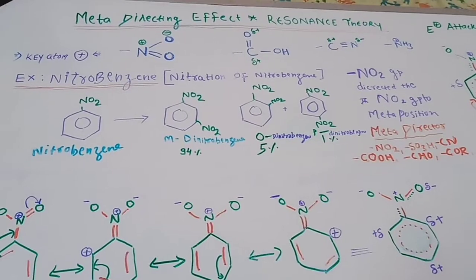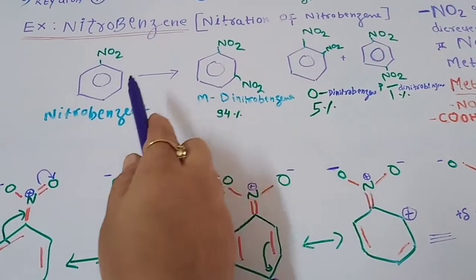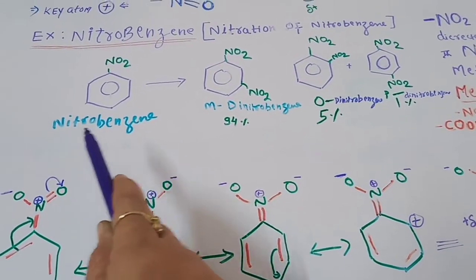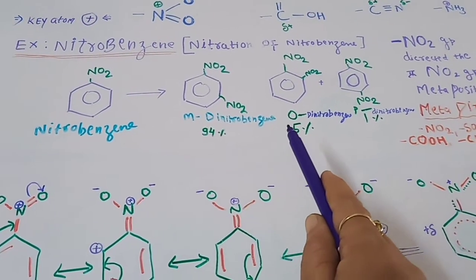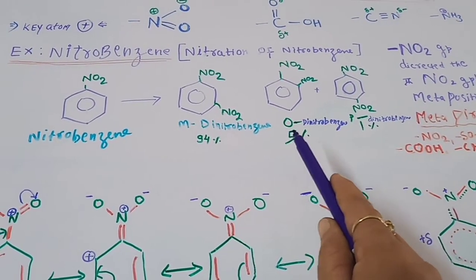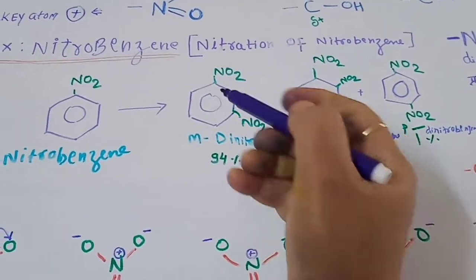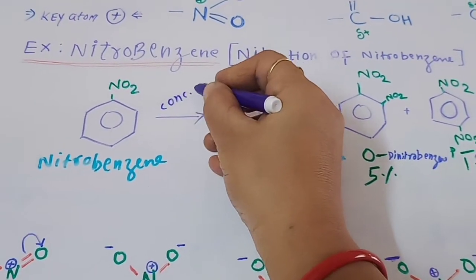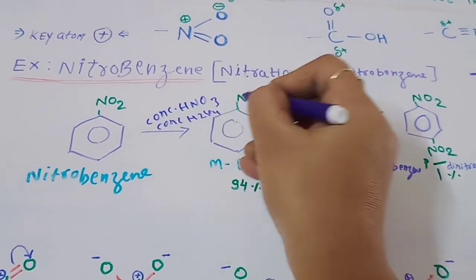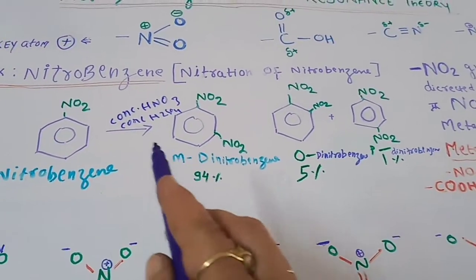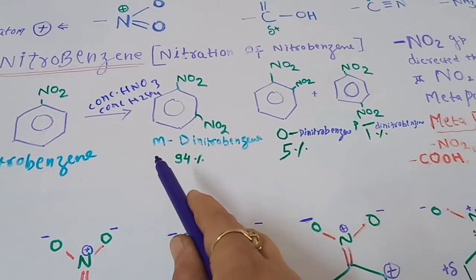To explain the meta directing effect, we can take the example of nitrobenzene. If nitrobenzene undergoes nitration, it forms meta dinitrobenzene and also ortho dinitrobenzene and para dinitrobenzene. As we know, the nitration mixture is a mixture of concentrated nitric acid and concentrated H2SO4. So when it undergoes nitration, the NO2 group directs the incoming second NO2 group to the meta position.